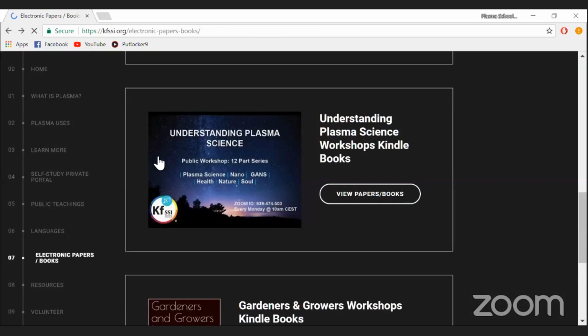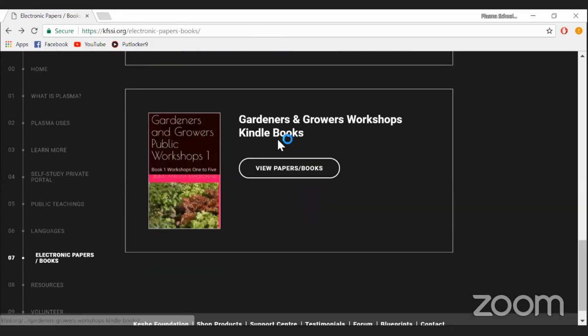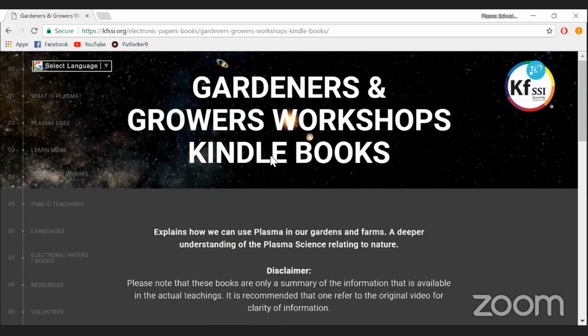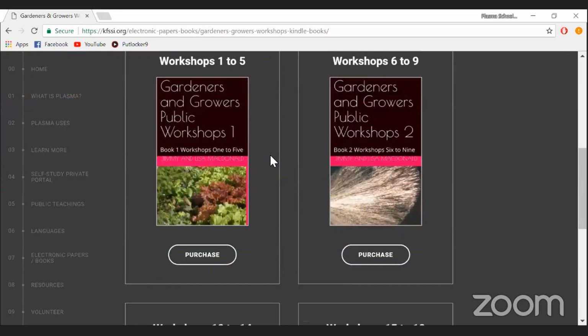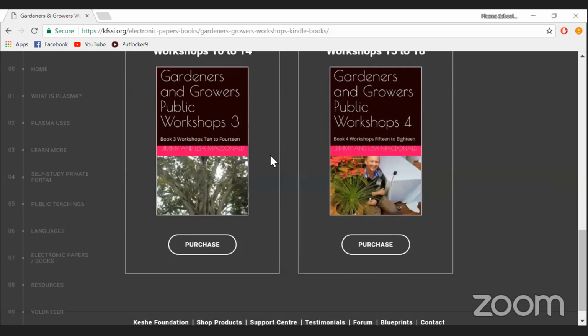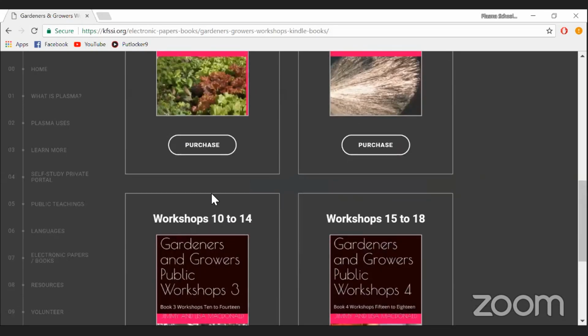So those are available there. And they've also taken the Gardeners and Growers workshop series that we have done and made these into Kindle books. So it's quite a lot of valuable information in these. So anybody interested in agriculture, certain areas, can look at these books.